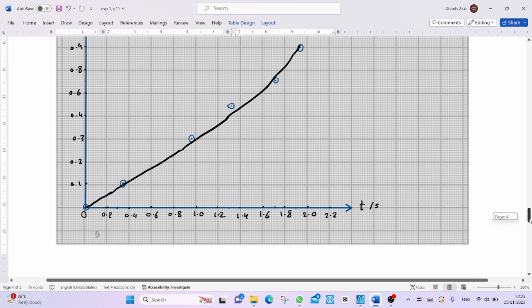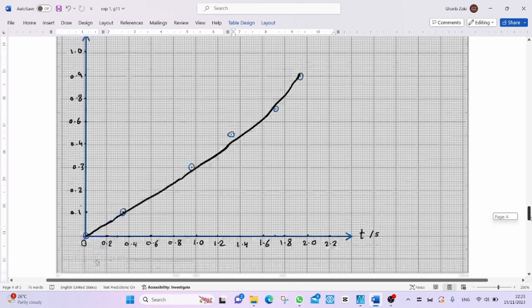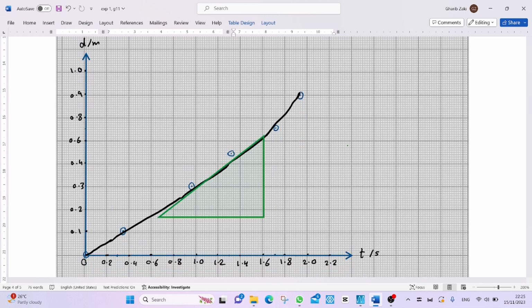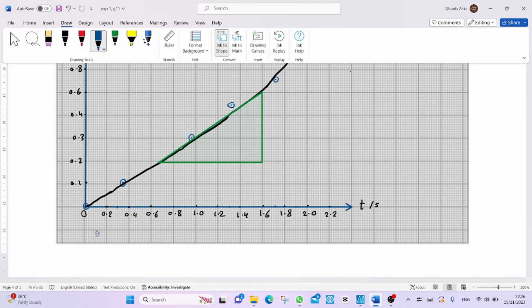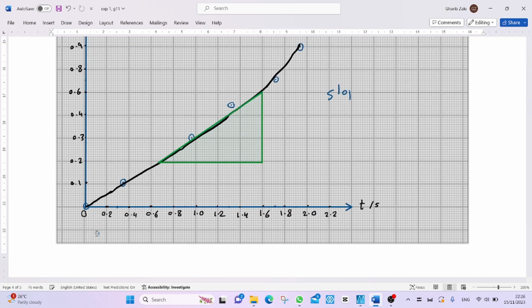Calculate the average velocity of the trolley. To calculate the average velocity, we draw a triangle. From this triangle, we calculate the slope or the gradient. The answer is 0.44. This is the slope. So the velocity equals 0.44 meter per second.